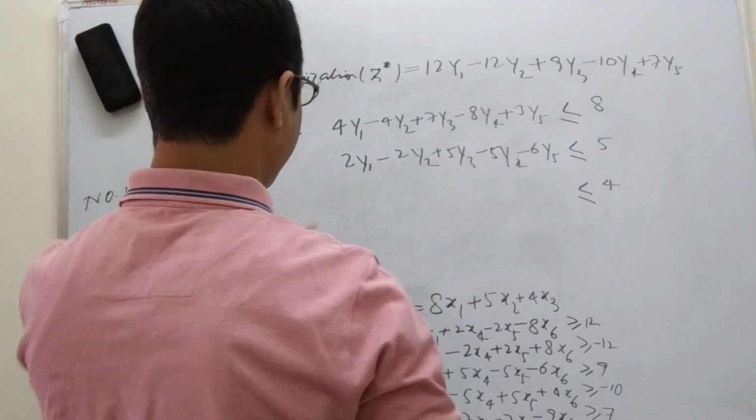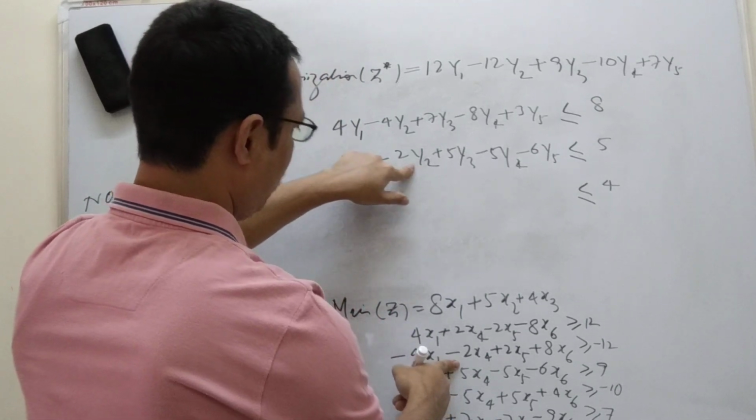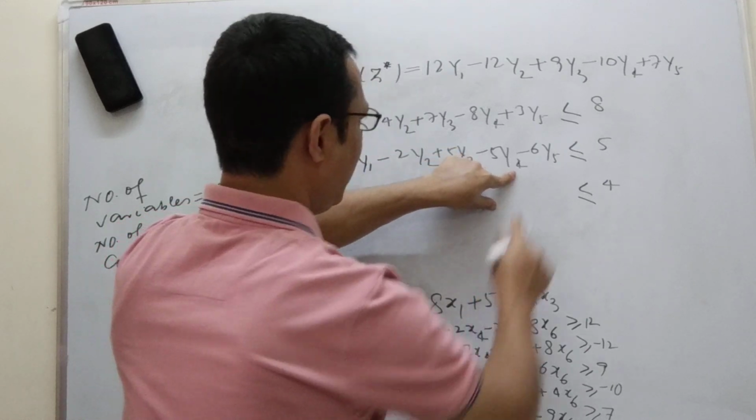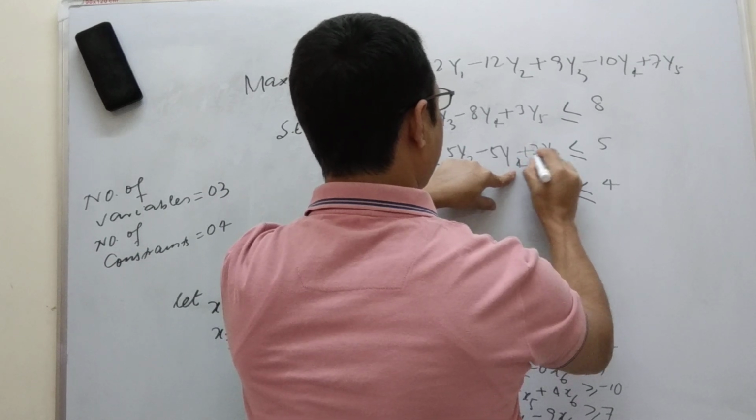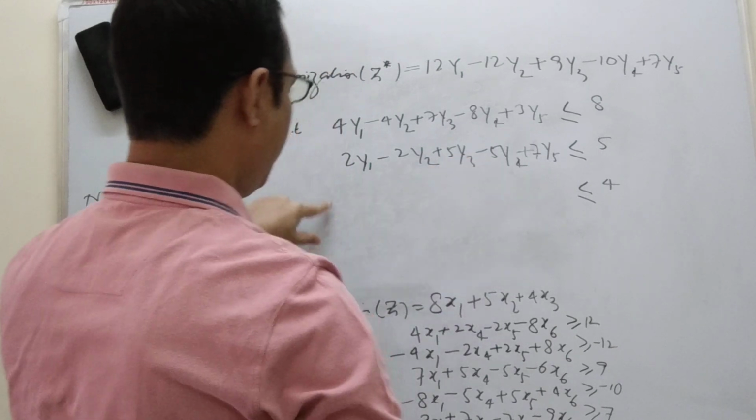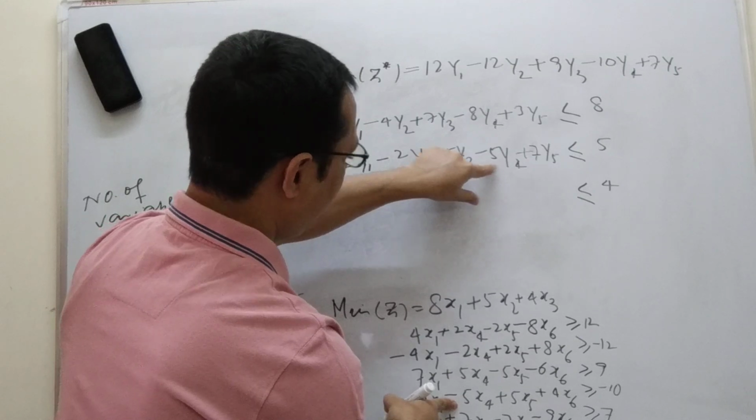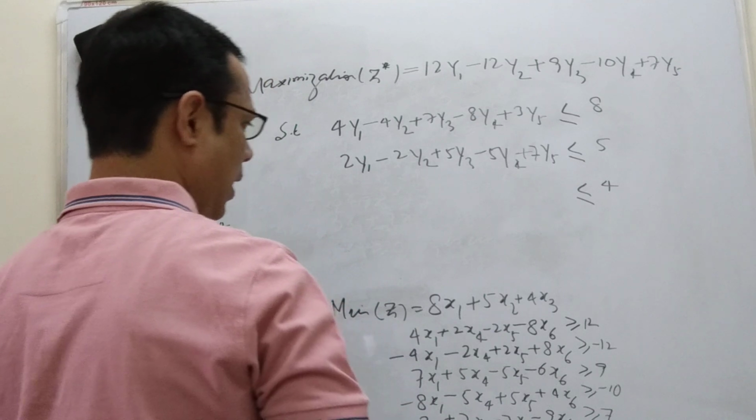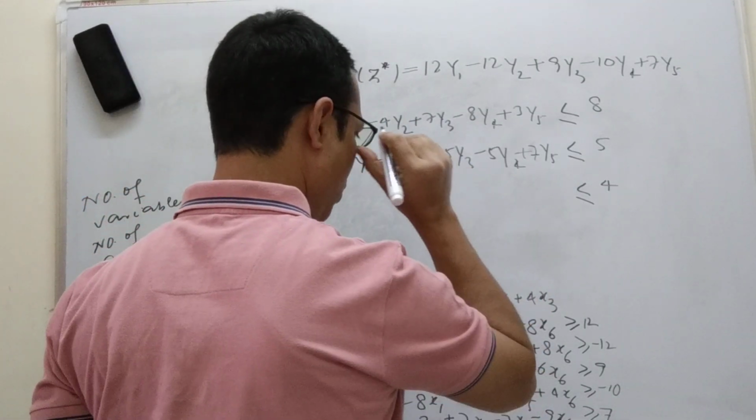Sorry. 2y1 minus 2y2 plus 5y3 minus 5y4 plus 7y5 is here. For the second equation, 2 minus 2, 5 minus 5 and 7. For the third, how many variables are there? There are 4 variables.